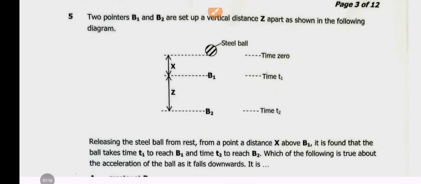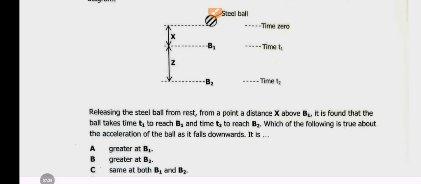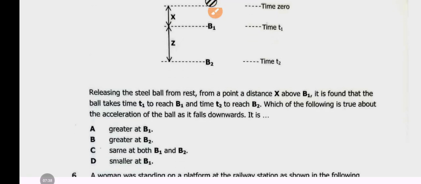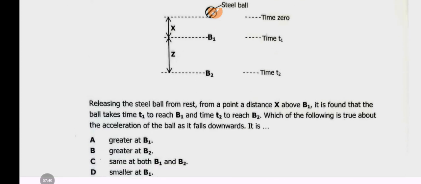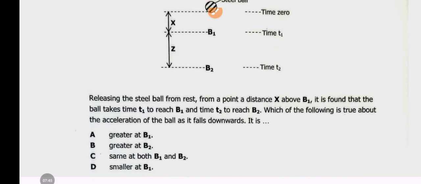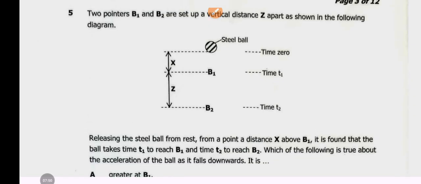Alright, question 5 says 2 points B1 and B2 are set up a vertical distance z apart as shown in the following diagram. Releasing the steel ball from rest from a point a distance x above B1, it is found that the ball takes time t1 to reach B1, right, and time t2 to reach B2. Which of the following is true about the acceleration of the ball as it falls downwards?